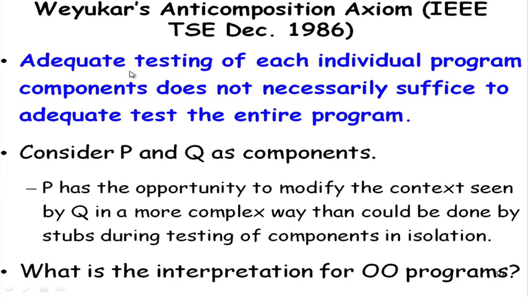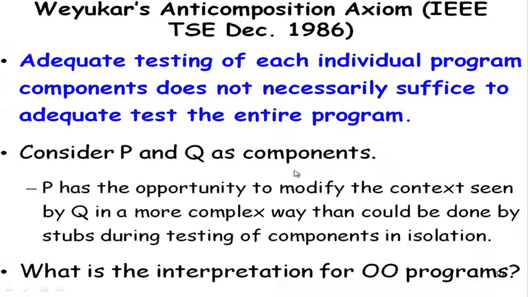So, Weyuker's anti-composition axiom, which is a landmark result in this area, appeared in IEEE Transactions on Software Engineering way back in 1986. The statement of his axiom is that adequate testing of individual program components does not necessarily suffice as an adequate test of the entire program. So, he says that if you just test the individual components, that does not really guarantee that the entire program will be working.